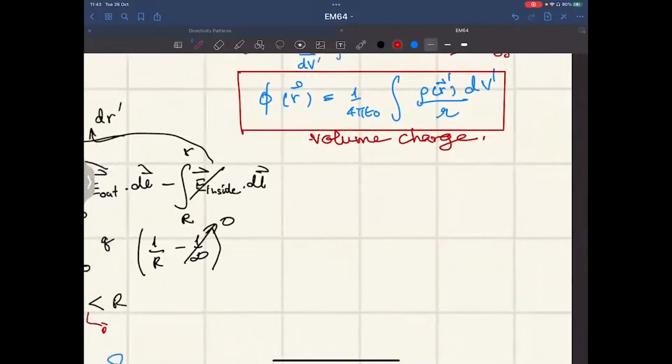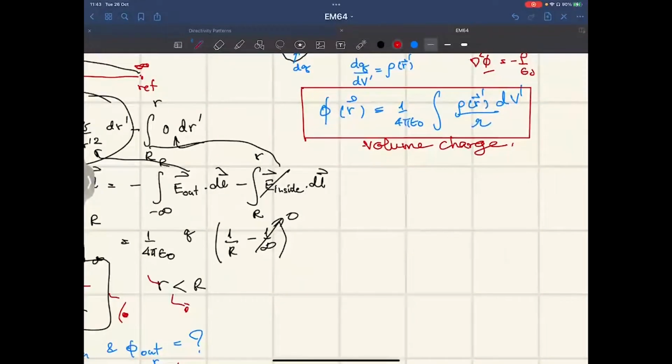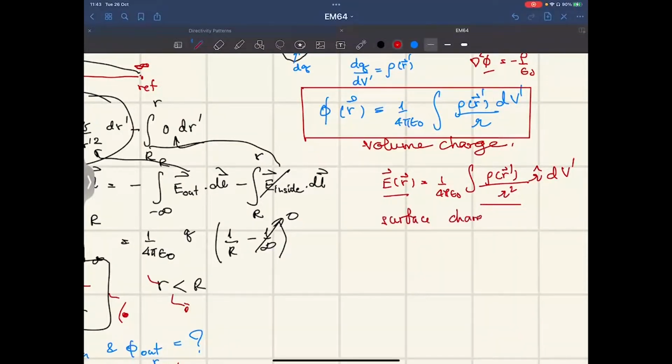Okay, now if we recall that the electric field here, remember electric field E(R) equals 1/4 pi epsilon naught, the integral of rho(R') divided by R squared, R hat, dv prime, right? If you remember this, we know that we have E field, this is for volume charge. We have a surface charge. Okay, I'm not going to write down E field for the surface charge.